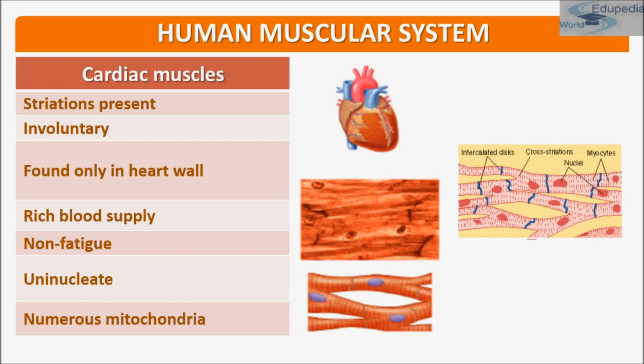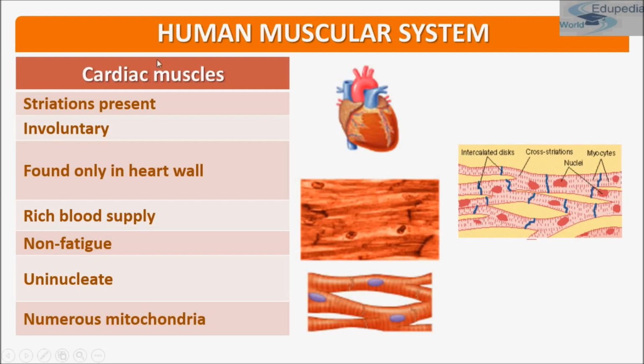Cardiac muscle cells are quadrangular in shape, and the muscles have striations that resemble stripes or lines running through them. And they are non-fatigue in nature, that means they don't get tired, and they are uninucleate in nature. That means they have only one nucleus present in a cell, and they don't get tired because they have numerous mitochondria.